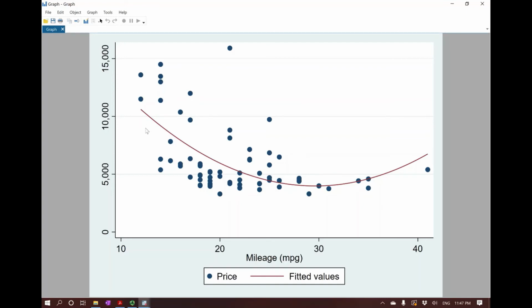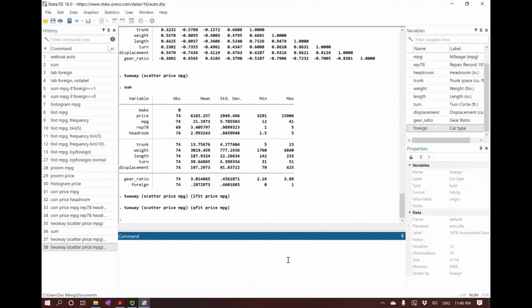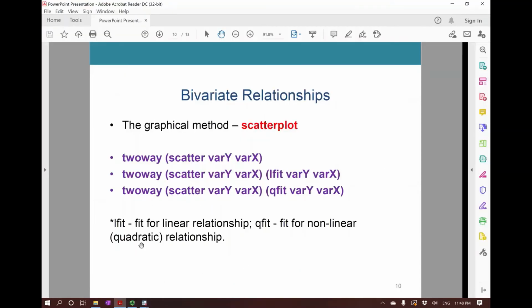that the correlation between the two variables is negative at first, but after the mileage crosses 30 something, after some turning point, the relationship could be positive. But still, we want to be a little bit careful when using this because we do not have so many observations above 30. But still, this gives us an initial impression on the correlation between the two variables we're interested in, how strong the relationship is, and whether the relationship is linear or non-linear. Okay, so scatter plot.